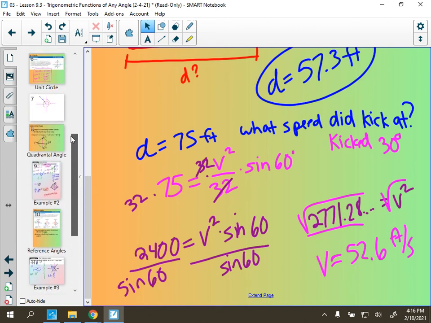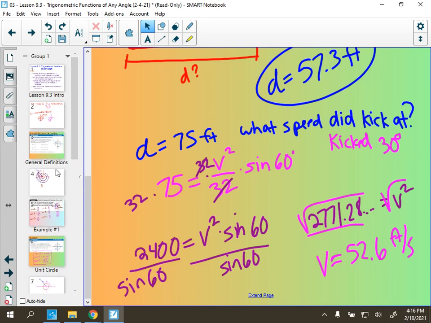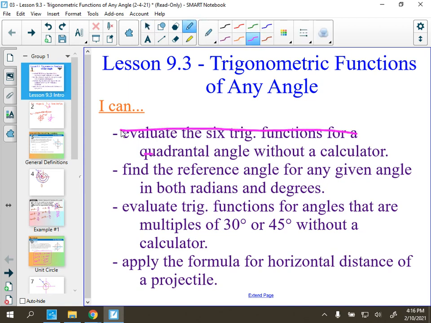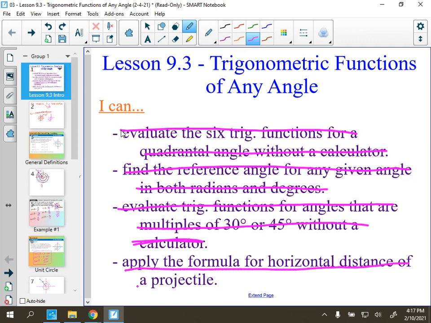So let's go check it out. Obviously, I'm out of slides. Oh, look at that! I even added 1, 2, 3, just kind of made up in the middle there. I think we better have done them all, right? Have we done evaluate the quadrantal angles? Yep, no problem. That was the multiples of 90. Reference angle for any given angle, no problem, both radians and degrees. Evaluate trig functions for angles that are multiples of 30 or 45 without a calculator, right? That was the big one we just finished with. And then the formula for horizontal distance of a projectile. Whew, big old sigh of relief there. We got it done. So hopefully that helps. I'm done with 9.3. I will see you in future lessons.